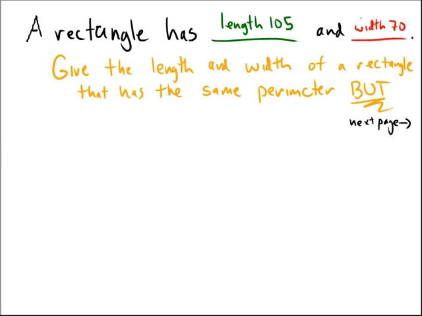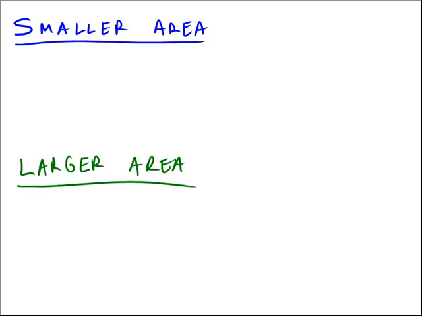Okay, let's look at areas of rectangles that have the same perimeter. So we're going to look at different areas even though we have the same perimeter. Pretend we have a rectangle that has a length of 105 and a width of 70. Let's give the length and the width of a rectangle that has the exact same perimeter but has a smaller area, and one that has a larger area.